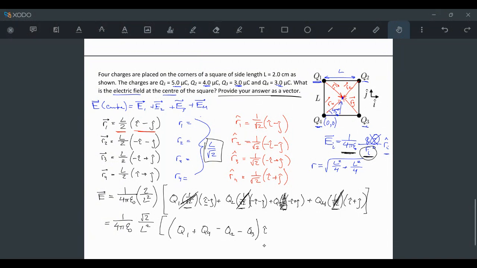So that matches the fact that Q1 has a plus, Q4 has a plus, Q2 has a minus, Q3 has a minus, and they're all multiplied by I hat. We'll do the same thing for the J hats. The two positive ones we have are Q3 and Q4, minus Q1 and Q2. And those are all times the J hat.